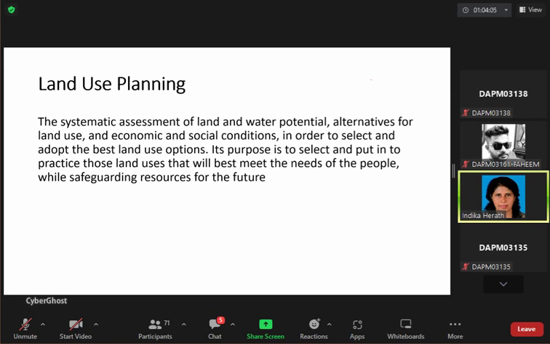So in that case, the countries that are developed, most of the countries, they do not utilize the agricultural lands for residential purposes.